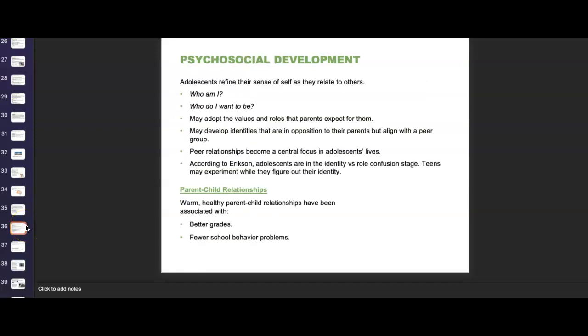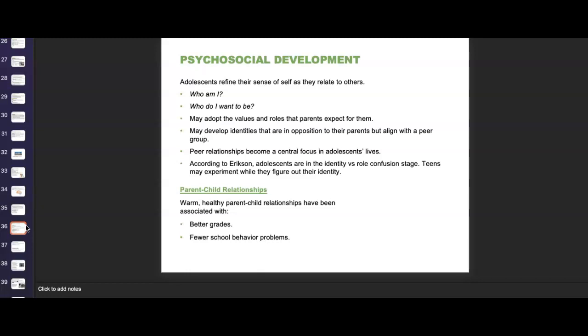With regards to psychosocial development, adolescence refines their sense of self as they relate to others. Who am I? Who do I want to be? They may adopt the values and roles that parents expect for them, but they also may develop identities that are in opposition to their parents, but align with a peer group. Peer relationships become a central focus in adolescents' lives. And according to Erikson, adolescents are in the identity versus role confusion stage. Teens may experiment while they figure out what their identity is.